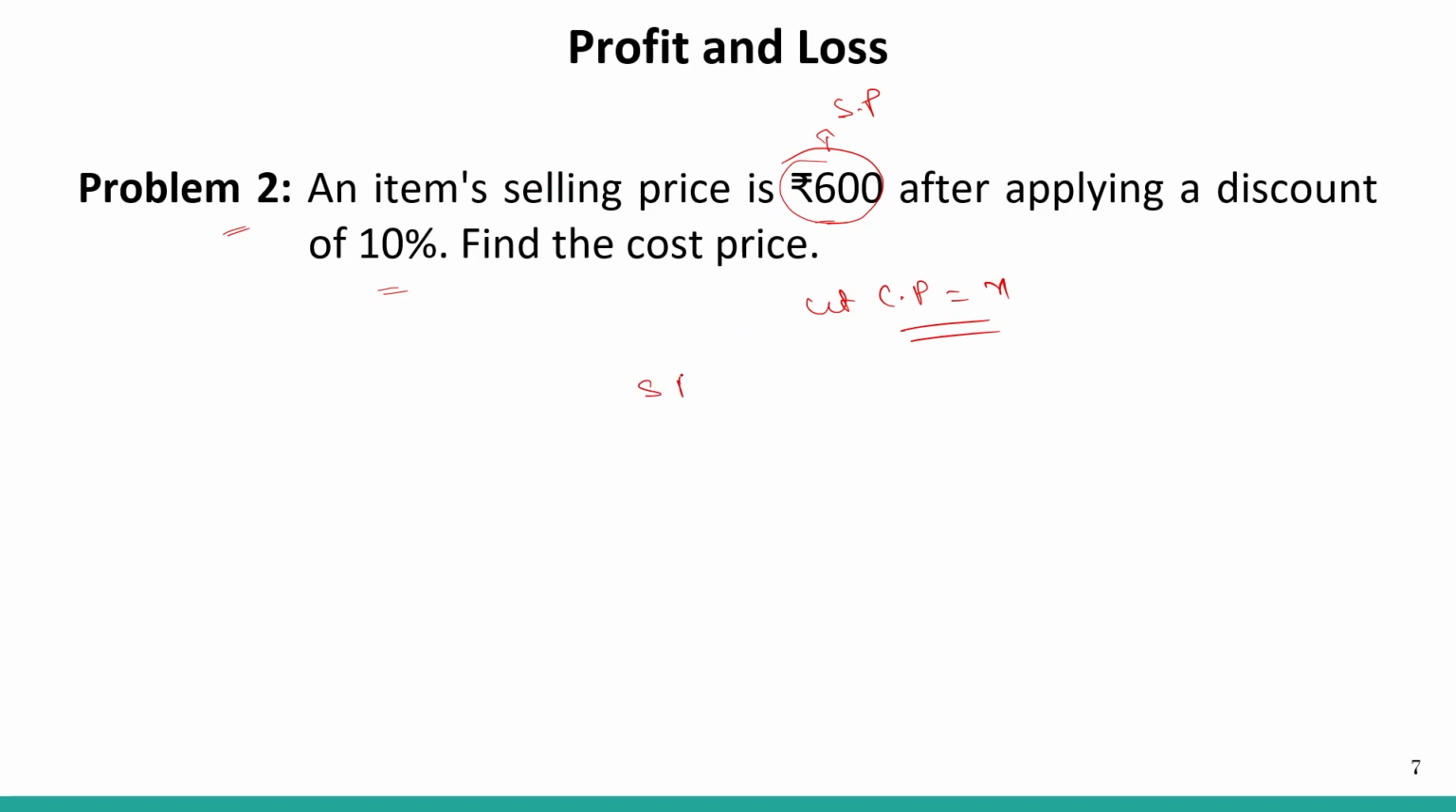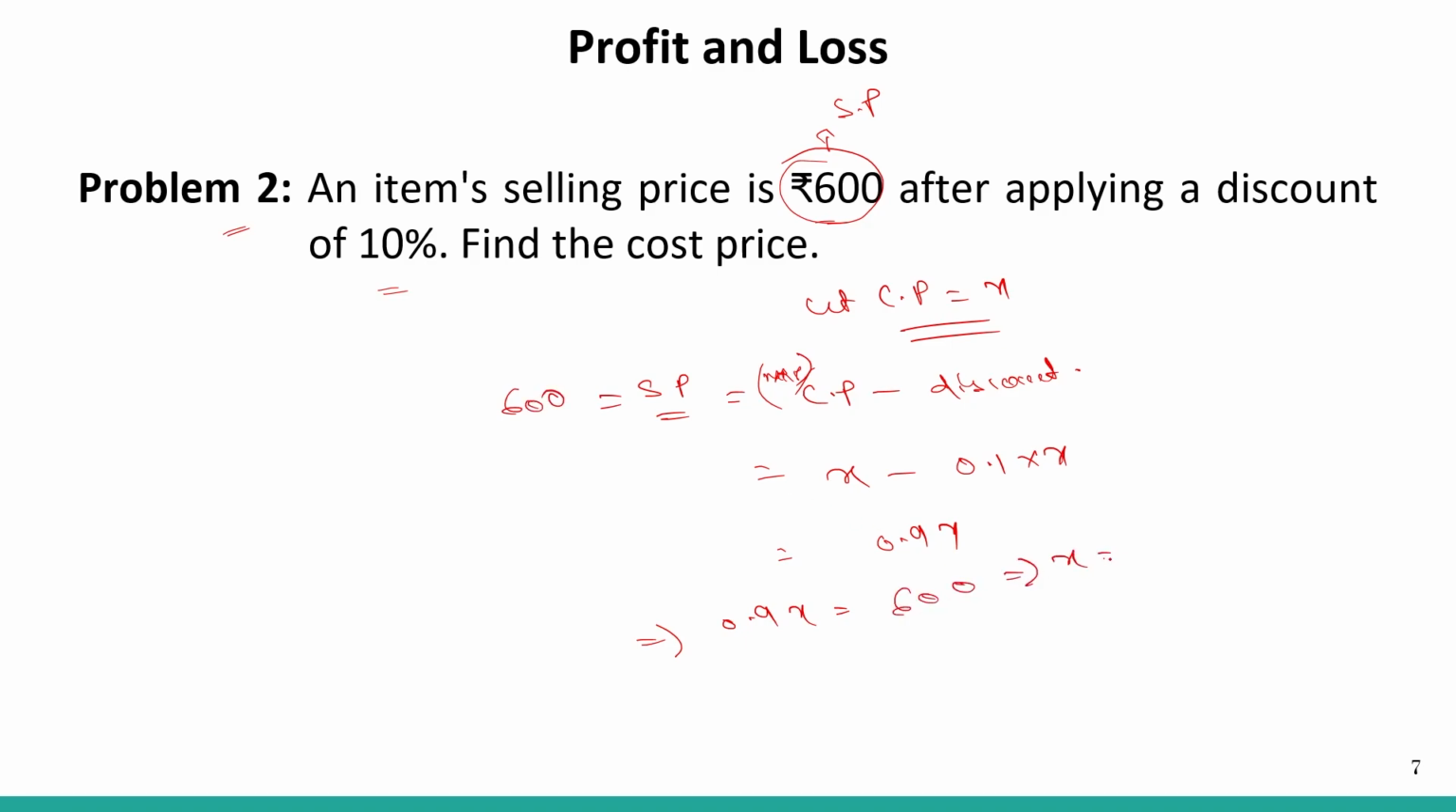Given that, SP is equal to what? Selling price is equal to CP, that is cost price, minus discount. Or we can also say this as MRP. We can say either of these two. So this is X, what we don't know, minus discount. The discount is 10%, so this is 0.1 into X. The discount amount will be this much. So this is nothing but 0.9x, right? So this implies that 0.9x is equal to the selling price, that is equal to 600.